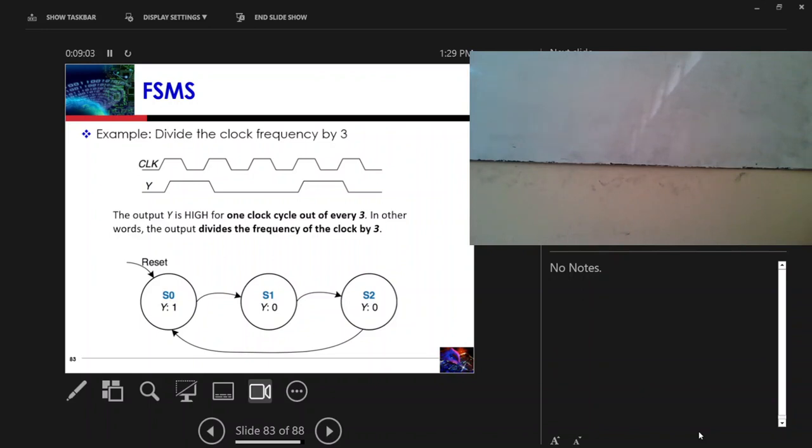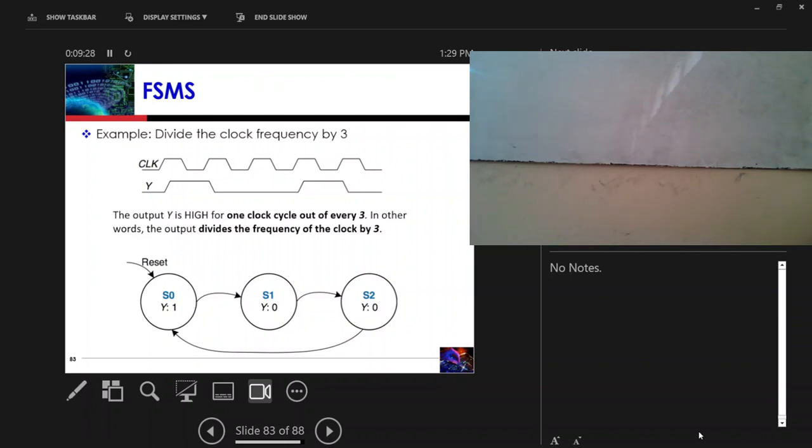Are we getting it? So, it's high for one cycle, then low for the next cycles, then it comes back. So it counts. When it has gone low, it counts from that point, that positive edge.